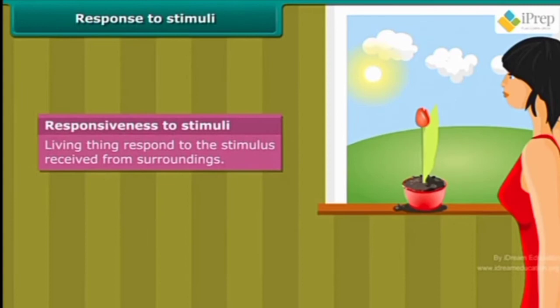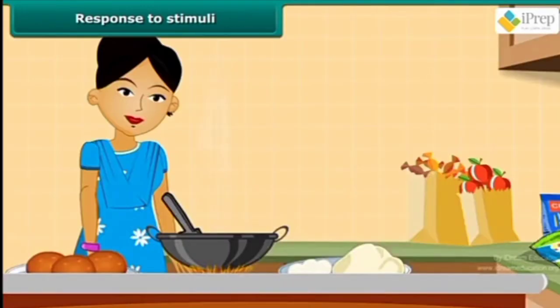Place a plant near the window. You observe that the plant bends towards the light entering through the window. This characteristic is called responsiveness to stimuli. Similarly, when we touch a hot utensil, a spontaneous reaction is to pull our hand back. Thus, living things respond to the stimulus received from the surroundings.